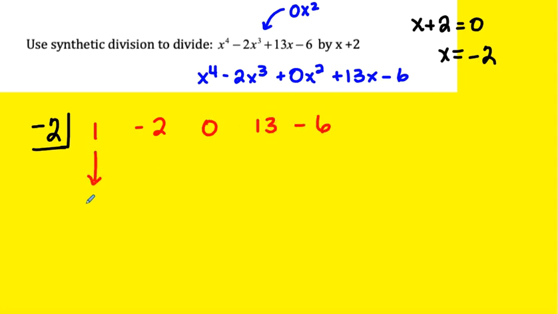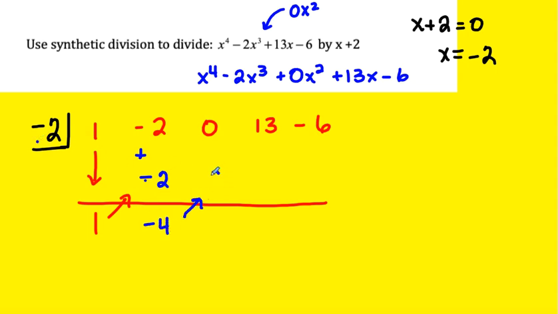I'm going to bring the 1 down. Then I'm going to multiply negative 2 times 1, and I'm going to write my number up. So that's going to give me negative 2. I'm going to add down. When I add down, I'm going to get negative 4. Then I'm going to multiply negative 4 times negative 2. That's going to give me a positive 8. I'm going to add down.